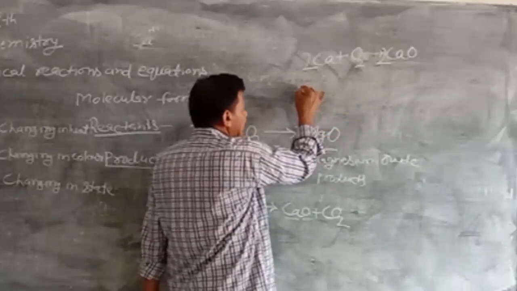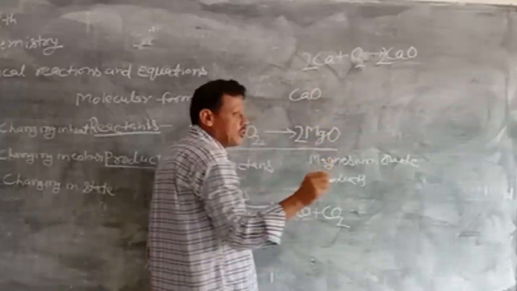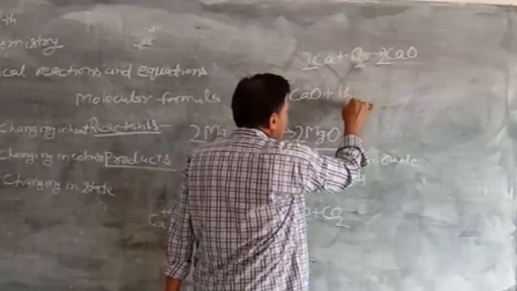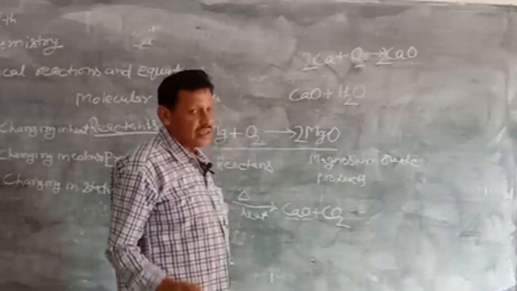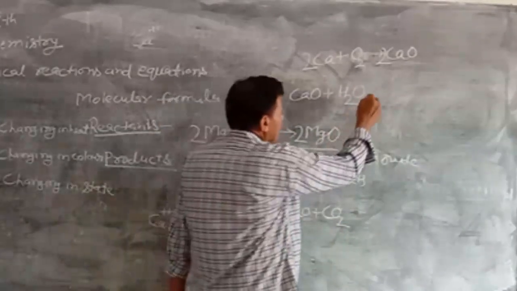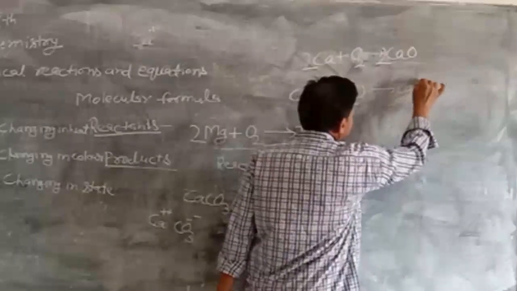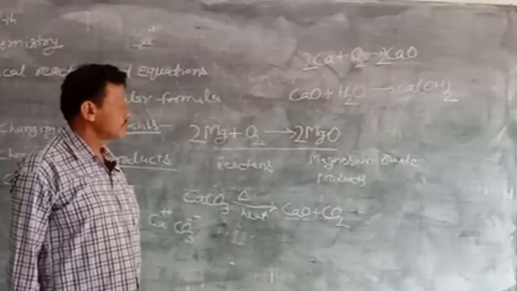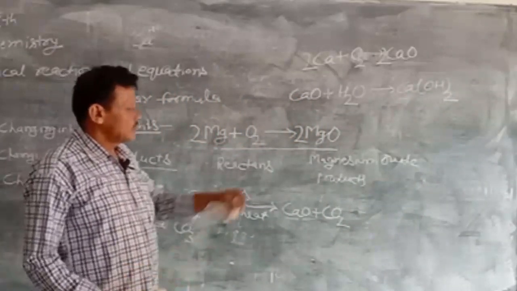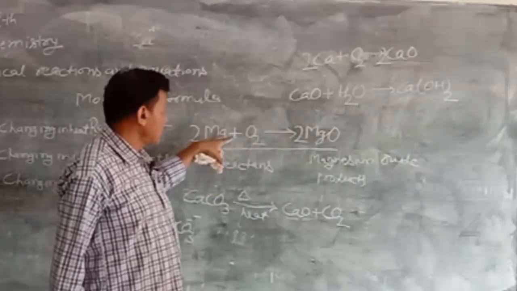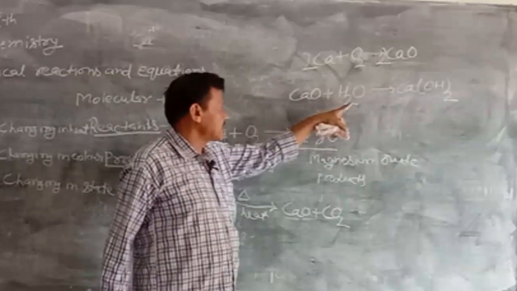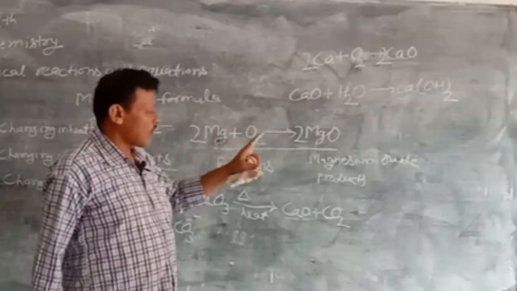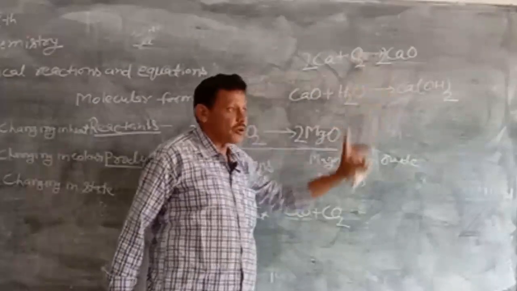When calcium oxide, CaO, is dissolved in water, it reacts with water, H2O, and a single substance is formed called calcium hydroxide. In these reactions, magnesium plus oxygen, calcium oxide plus water, there are 2 reactants, but always a single product.